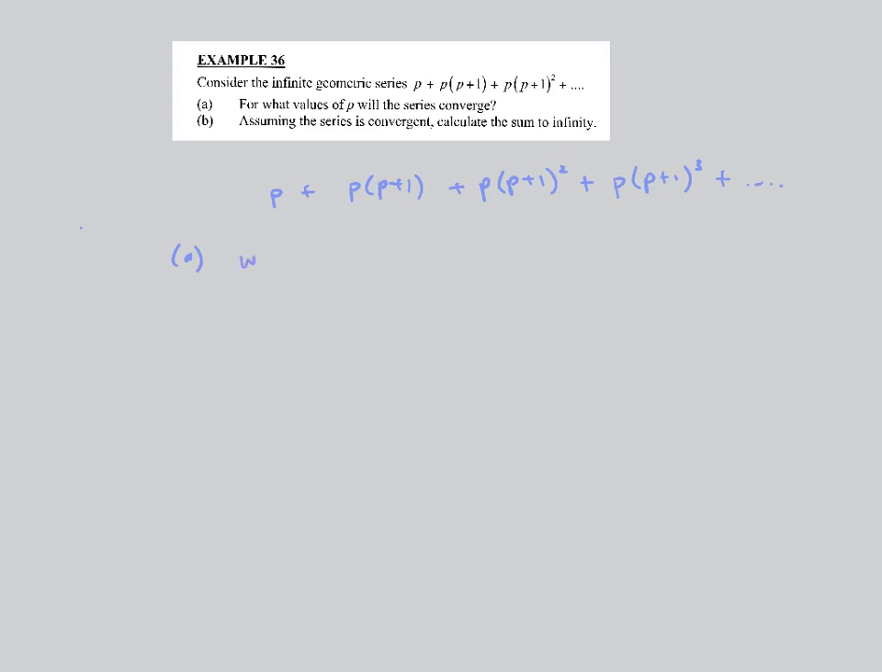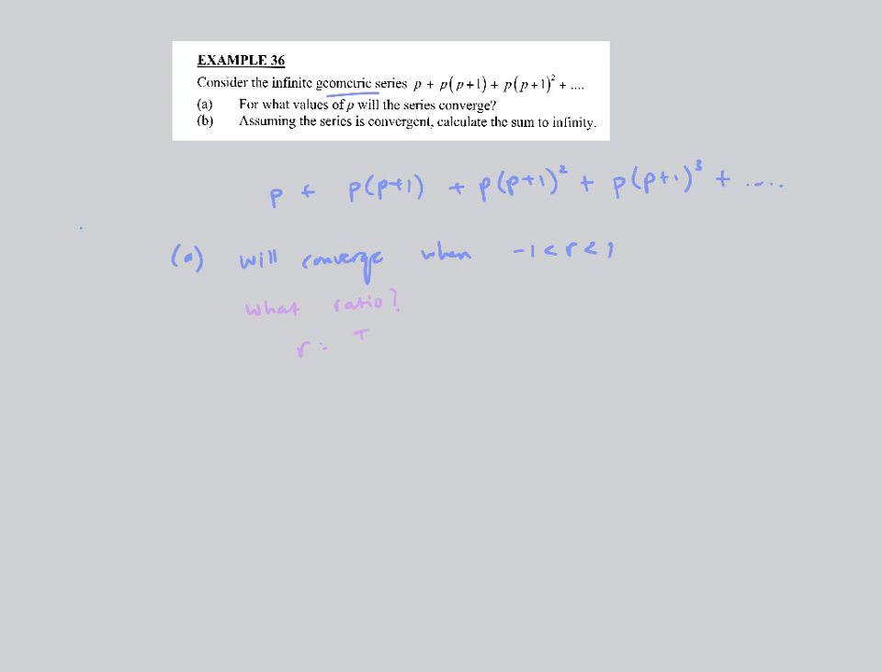It will converge when the ratio is between minus 1 and 1, right? That's when it will converge. When it's a geometric series, but they told you it's a geometric series, that's cool. And when the ratio is between minus 1 and 1. In other words, first thing we need to work out is what is the ratio? Good question, guys. What's the ratio? So the ratio is going to be what? What do I need to multiply every single term by to get to the next term?